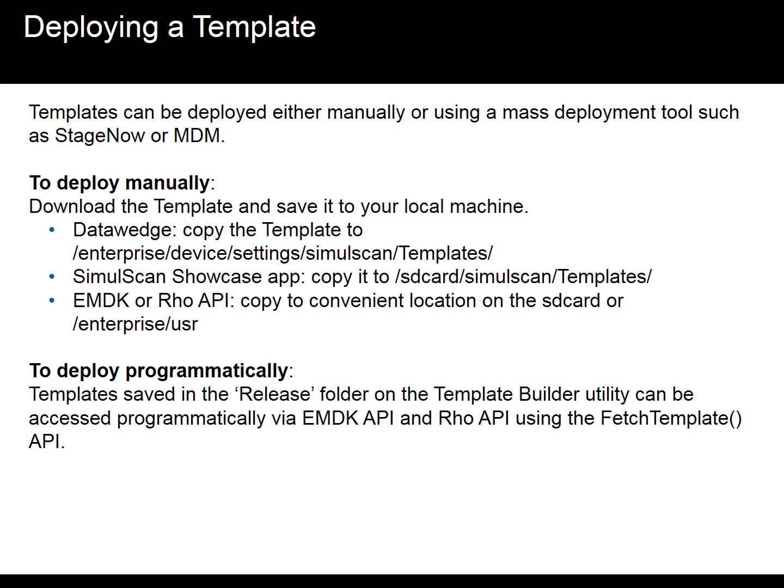To manually deploy a template, download it to your local machine. If you intend to use Data Wedge, copy the template files to Enterprise Device Settings SimulScan Templates. If you intend to use the SimulScan Showcase app, copy files to SD card SimulScan Templates. If you intend to use the EMDK or ROW API, copy them to a convenient location on the SD card or Enterprise user. To deploy programmatically, use templates saved in the release folder on the Template Builder utility via EMDK API and ROW API using the Fetch Template API.